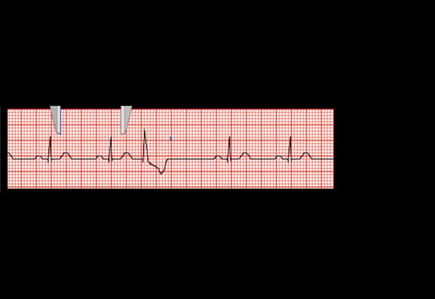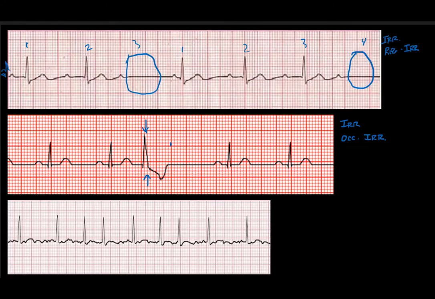So where there is a normal P wave and QRS complex, it is regular. It just happens that where that oddball one is, this one right here, this one is where it is irregular. So we know that this is an irregular rhythm, and this irregularity is only occurring every once in a while. So therefore, we now call this occasionally irregular. Right? Because it's only happening every once in a while.